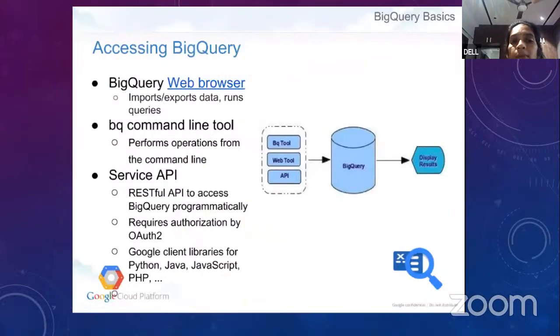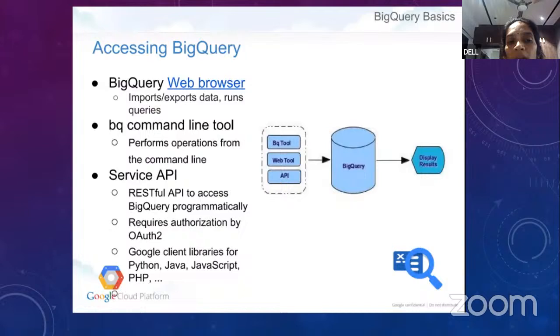How can we access BigQuery in Google Cloud? Through the BigQuery web browser. We can directly open the Google Cloud platform, and in the Google Cloud platform we can see the BigQuery service. Once we open the BigQuery service, it will give the command line prompt. Once we enter what our requirements are, it will directly take us to the Google Cloud BigQuery part. So BigQuery imports and exports data, and runs queries.